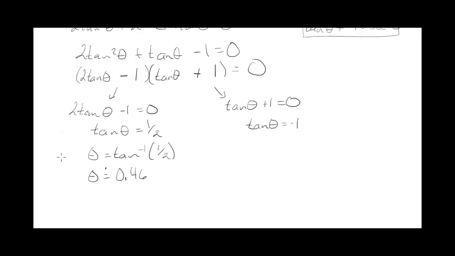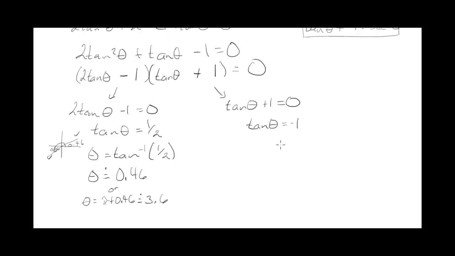0.46. Now tangent is positive in the first and the third quadrant, and this would be the angle in the first quadrant. 0.46 is the related acute, so you need to find the angle in the third quadrant, which also has a related acute of 0.46. So you will add pi, so theta equals pi plus 0.46, which would be approximately 3.6.